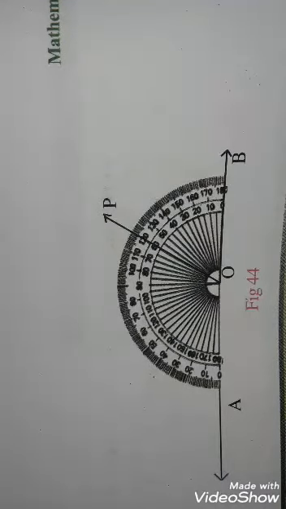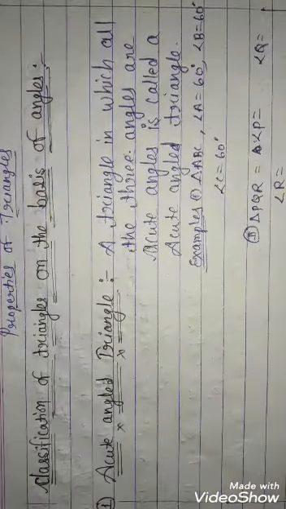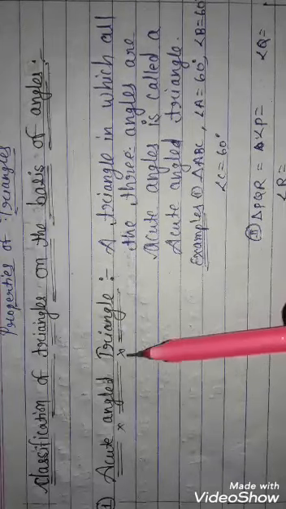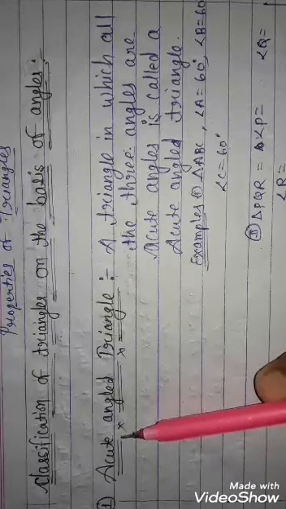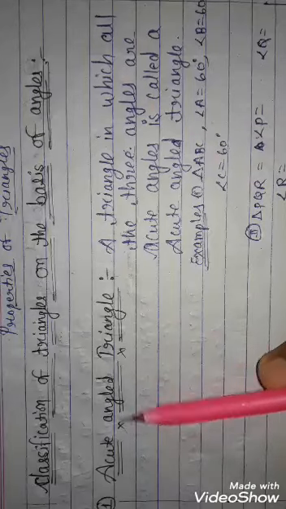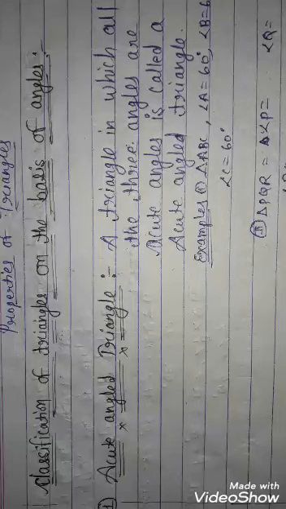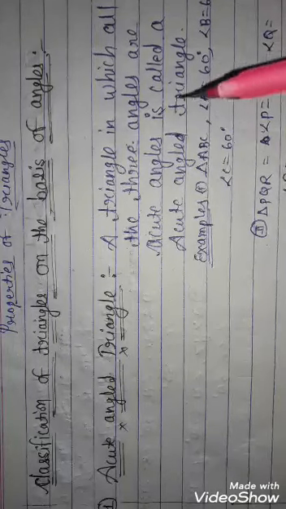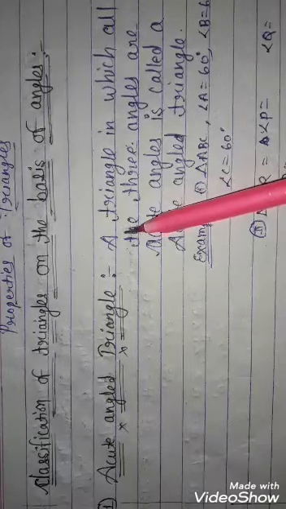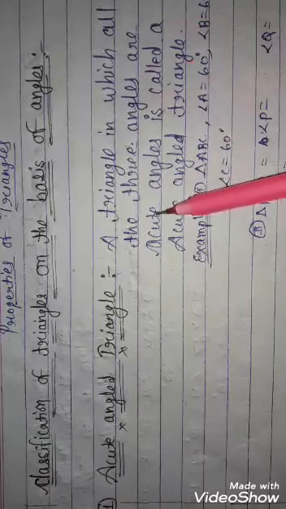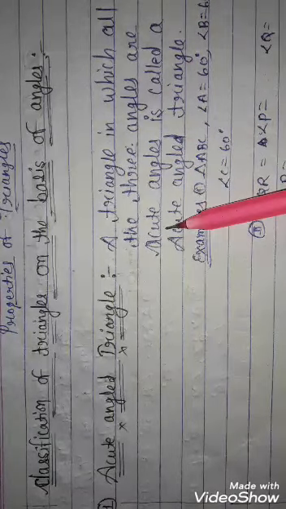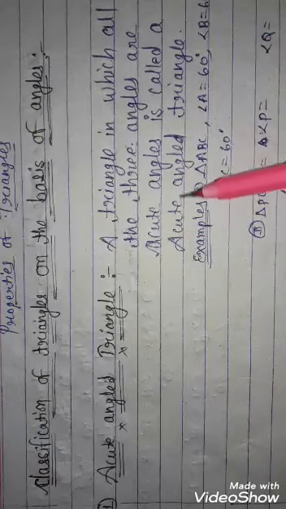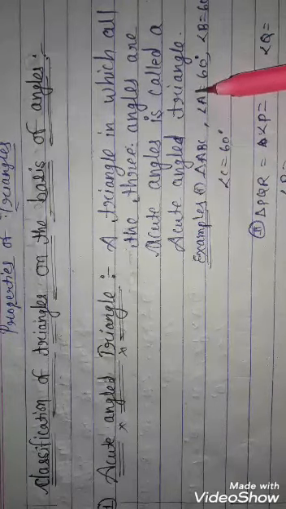Now let's see the types based on angles. First, the acute angled triangle. According to the name, an acute angle is more than 0 degrees and less than 90 degrees. So the related definition for a triangle: a triangle in which all the three angles are acute angles is called an acute angled triangle. It means all angles are less than 90 degrees.